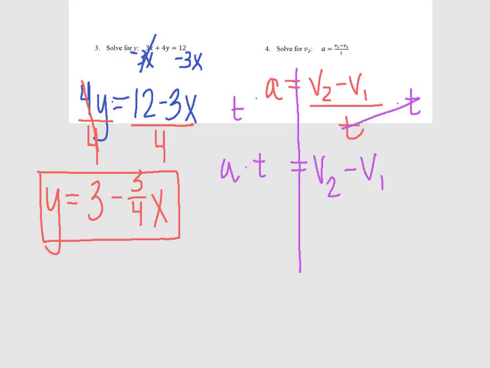My last step is I want v2 by itself. So the opposite of negative v1 is plus v1. Plus v1. So my final answer is a times t plus v1 equals v2.